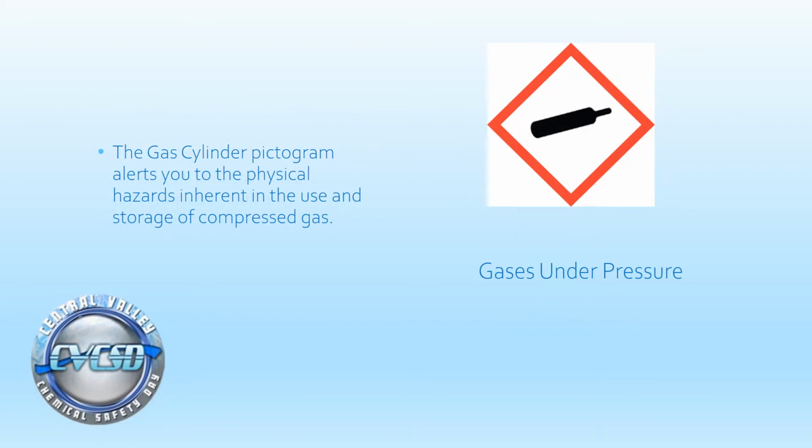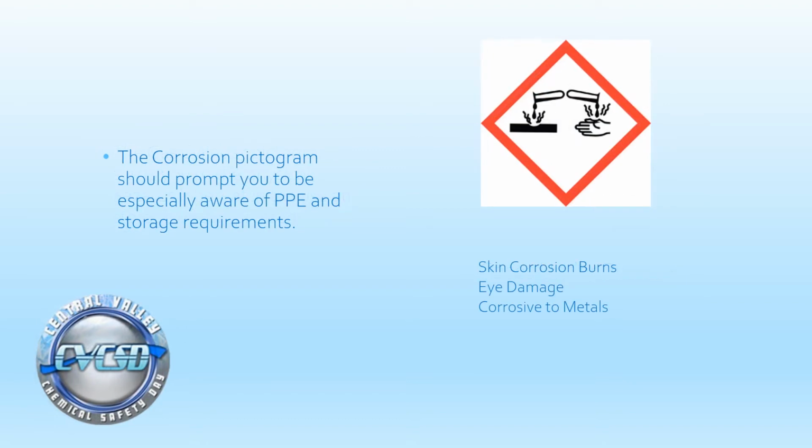The gas cylinder pictogram represents gases under pressure. This alerts you to the physical hazards inherent in the use and storage of compressed gases. This pictogram represents corrosive. The product or the material inside the container can be corrosive to metals or even your skin. The corrosion pictogram should prompt you to be especially aware of PPE and storage requirements.